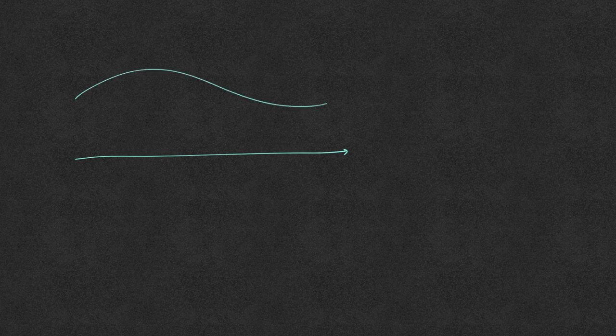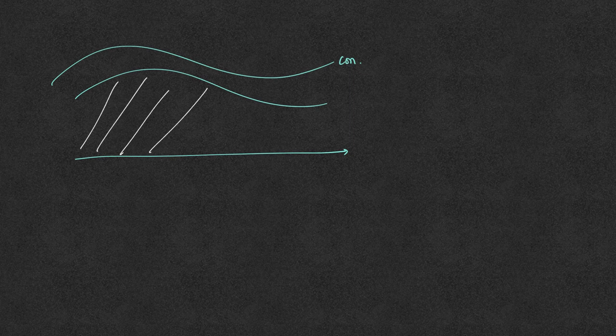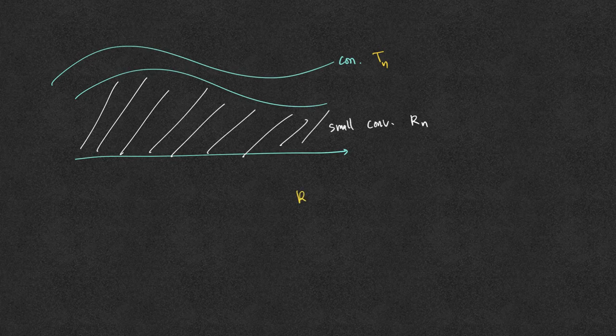What we are doing in this case is comparing two series. We have a convergent series, and given another series whose terms are less than those of the convergent series, we see that this smaller series is also convergent. The remainder of the given series is R sub n, and the remainder of the simpler series that we compare to is T sub n. We see that R sub n is less than or equal to T sub n.